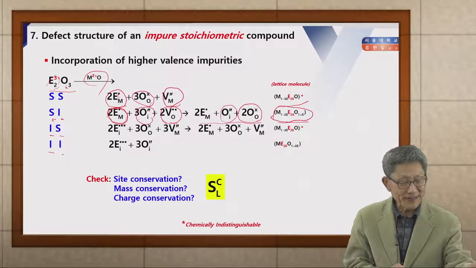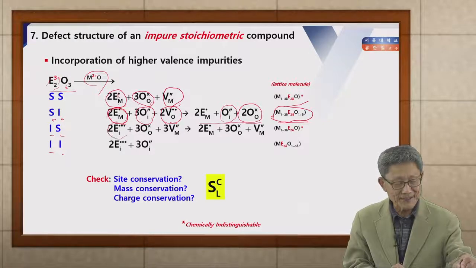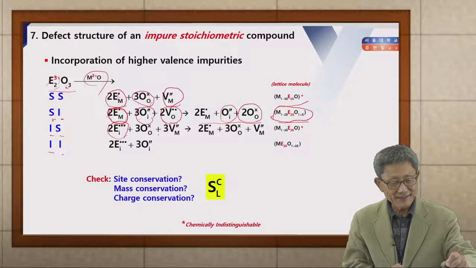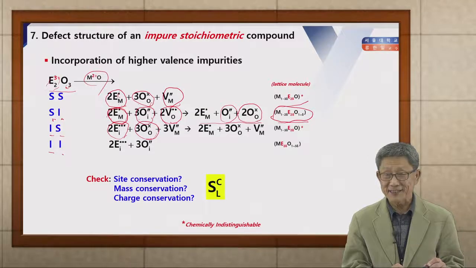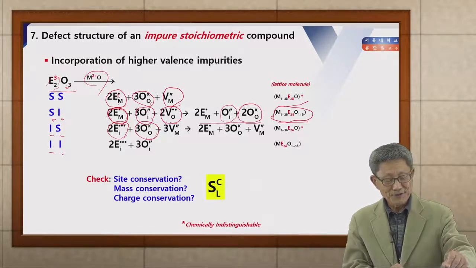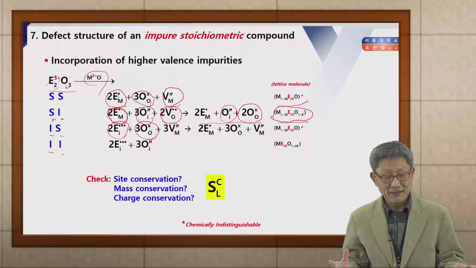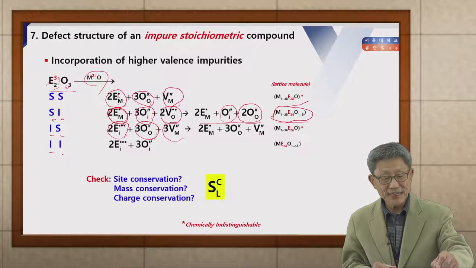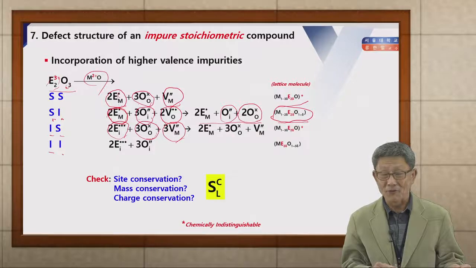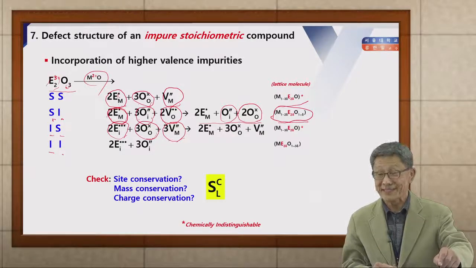And the third possibility, IS. Okay, the cation goes to an interstitial site, and the anion substitutes the host ion. Now consider the structure condition. You used 3 anion sites. Then what happened to the cation sublattice? To keep our host lattice intact, you have to create 3 anion sites with no M. So 3 vacancies, so to say. Right?